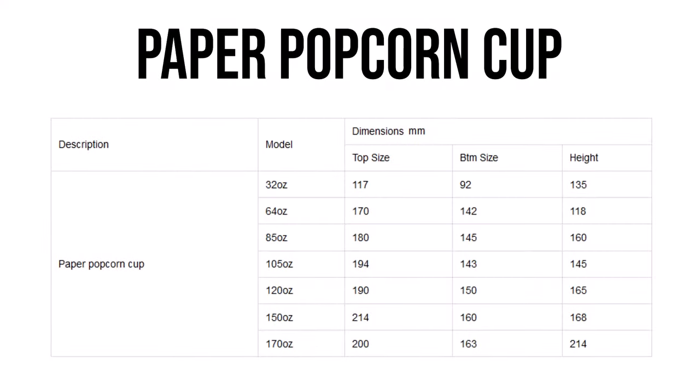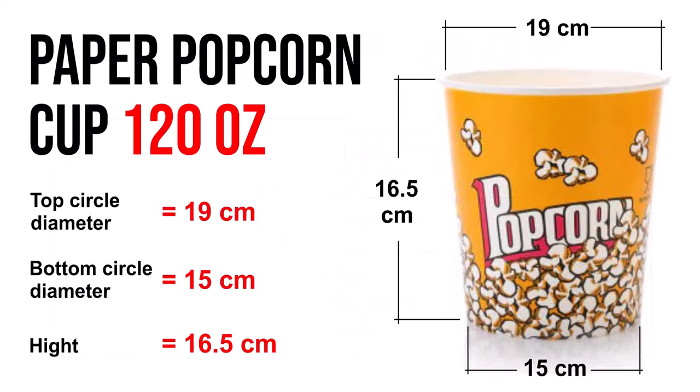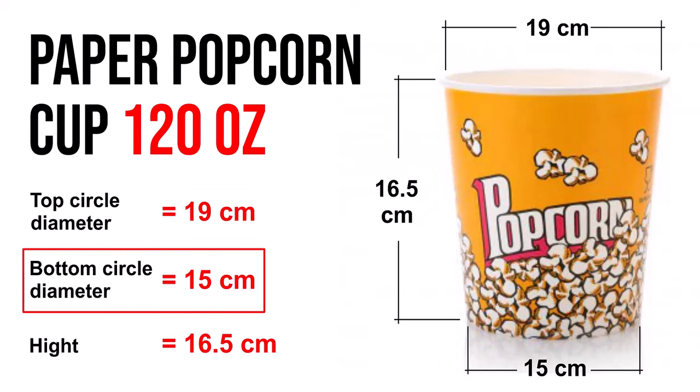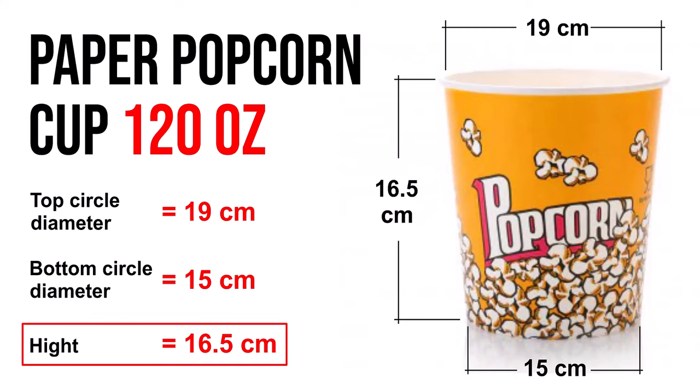In this video, we will apply the same process, but for a popcorn paper bucket. We said previously we need three measurements to be known before we start. The measurements that we will use are: top circle diameter equals 19 centimeters, bottom circle diameter equals 15 centimeters, and the height equals 16.5 centimeters.